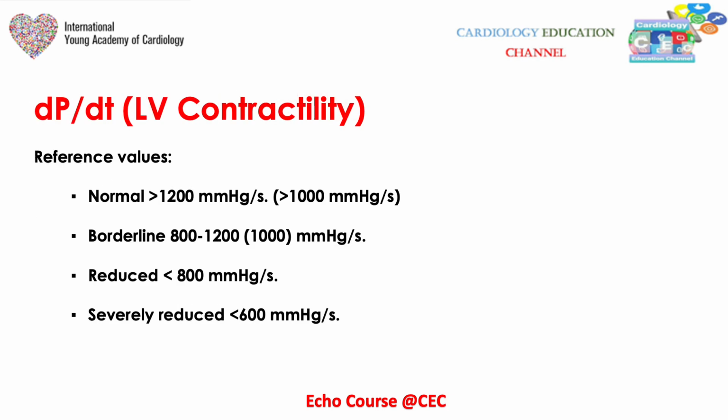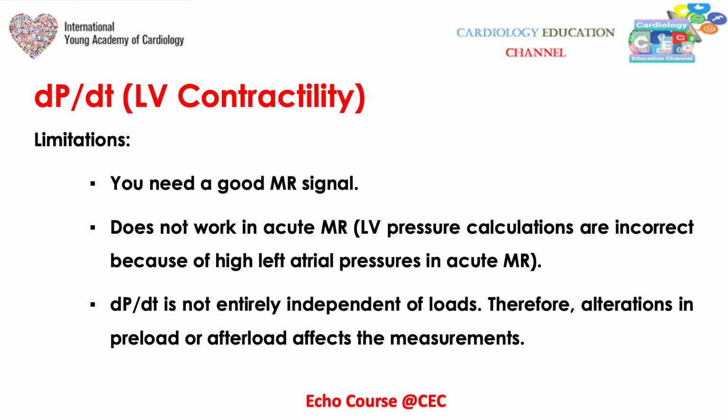The normal value for this is over 1200 millimeters of mercury per second. The borderline is from 800 to 1200. Reduced is below 800, and severely reduced is below 600 millimeters of mercury per second. And it has some limitations. You should have a good MR signal, as we said before. It doesn't work in acute MR, as the LV pressure calculation is incorrect at this time. The delta P over delta T is not entirely independent of load, therefore alterations in the preload and afterload affect your measurement.